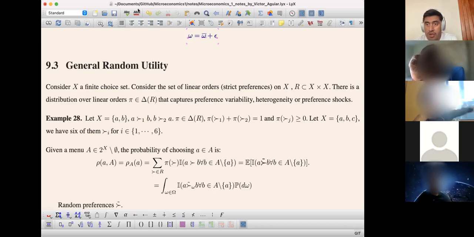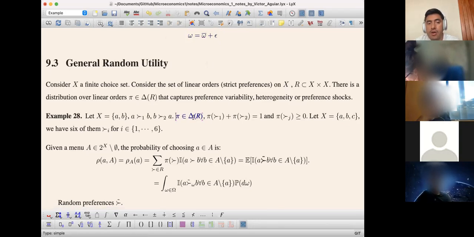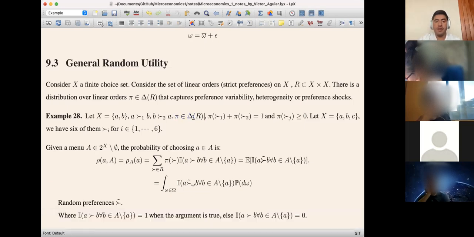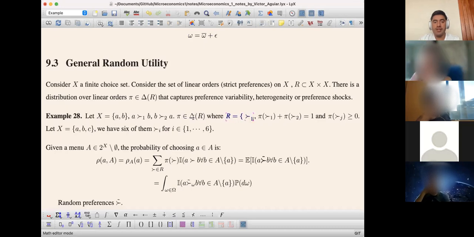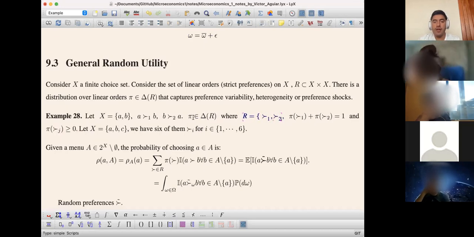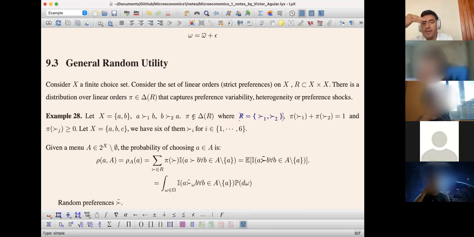Now, what is a random utility? A random utility rule is a probability in the simplex of the set of all rankings. The set of all rankings is going to be denoted here by capital R, okay? So capital R here, let me be super specific, is the set of ranking 1 and ranking 2, right? So pi is a probability distribution over the set capital R.